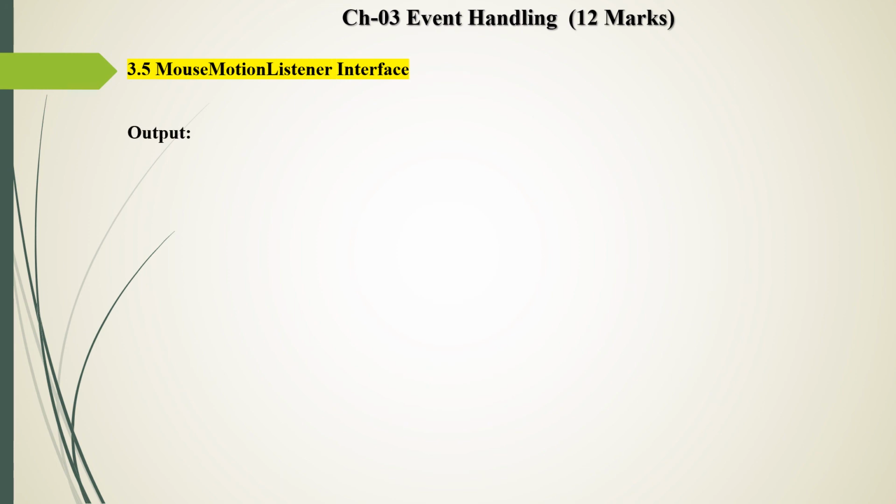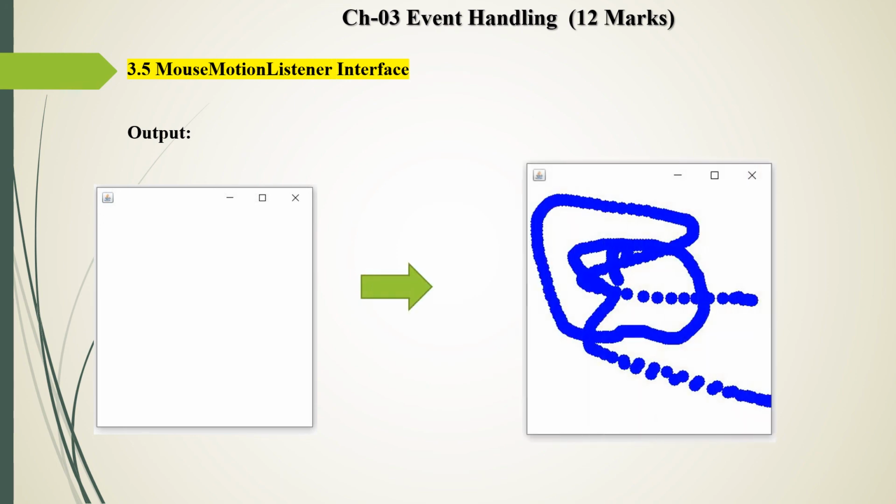The output of the program is displayed like this: first a blank frame is displayed, and then when you drag the mouse, at that time the blue spot is created. Why? Because we set the blue color, and then when you drag, at that time an oval circle is created with 20 width and 20 height. So this is the simple program for the MouseMotionListener interface.